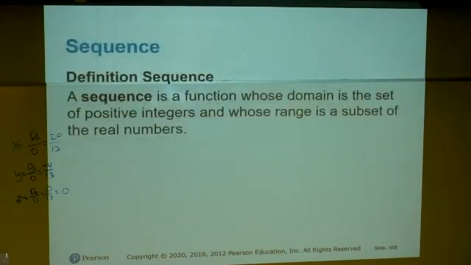A sequence is a function whose domain is a set of positive integers. The way I learned this is instead of positive integers, a set of natural numbers, 1, 2, 3, the counting numbers. And the range is a subset of the real numbers. So your range is a bunch of numbers that are real numbers. So we're going to do something to the natural numbers and get another number, which is going to be a real number.